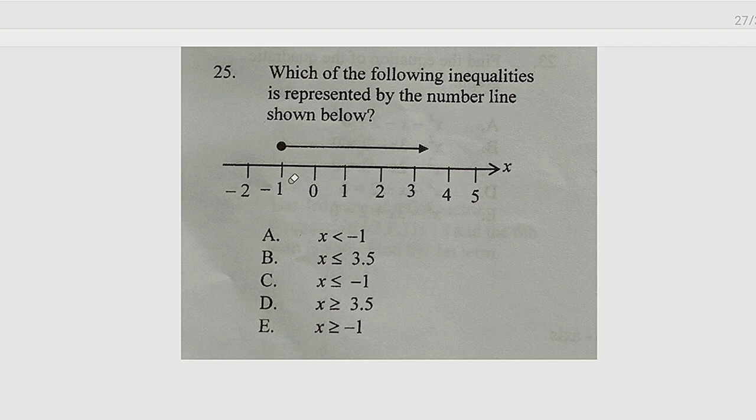All right, let's examine it. You can see all these values are values of x. And you can see it started from -1 to the right. And all values to the right are greater or equal to -1. And hence the inequality is x greater or equal to -1, which is option what? E. Let's move to question number 26.